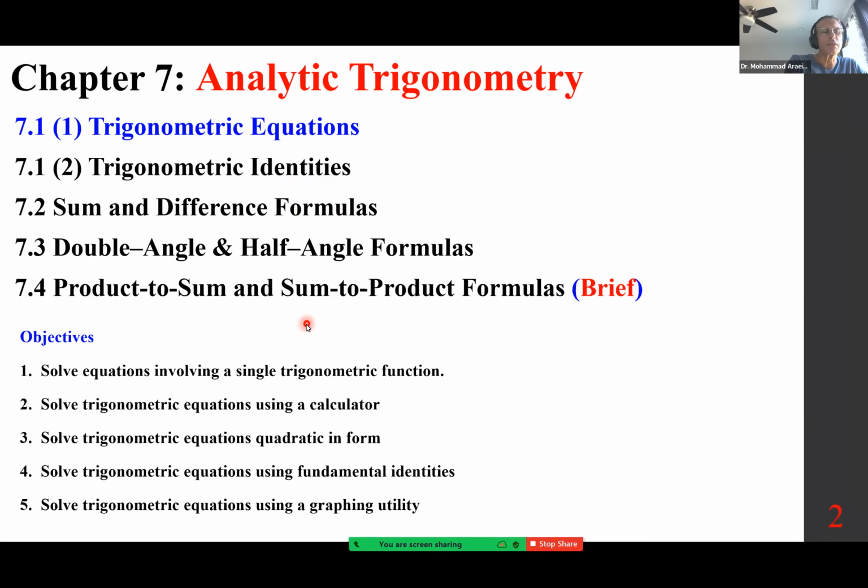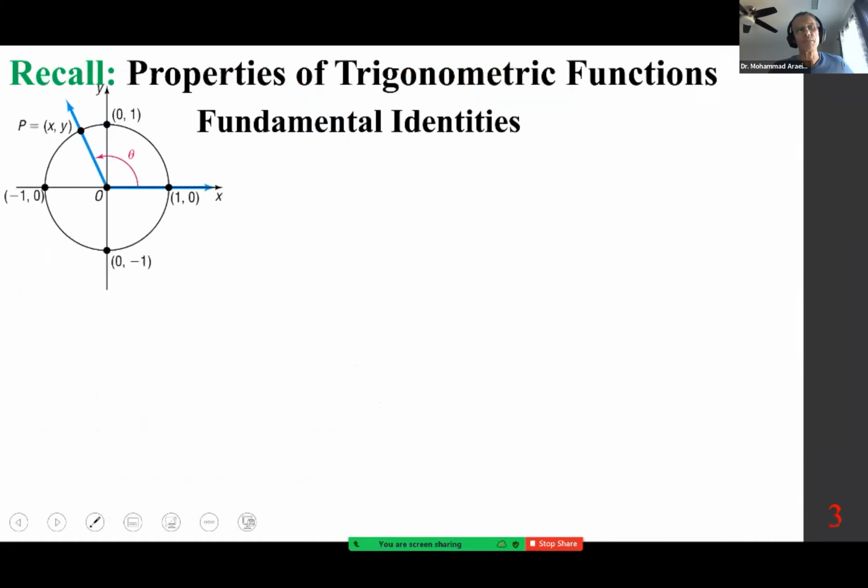So the objective of the section is to solve equations involving a single trigonometric function using a calculator, to solve trigonometric equations that are quadratic in form, to solve trigonometric equations using fundamental identities, and to use a graphing utility.